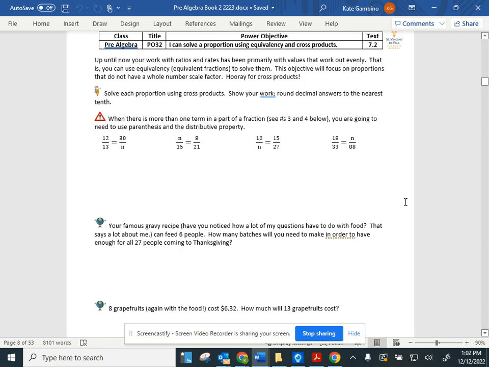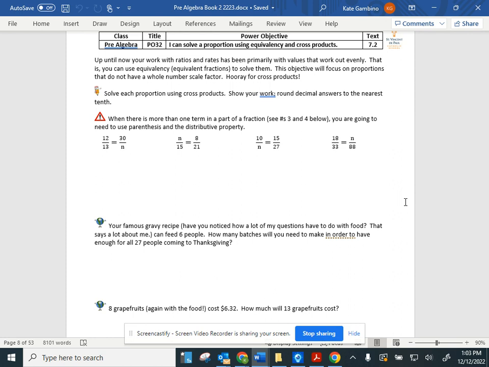Good afternoon. We are continuing with our Unit 5, working with those ratios and proportions. Today we are doing PO32. It is a power objective. This is important that we know how to do it. I can solve a proportion using equivalency and cross products.